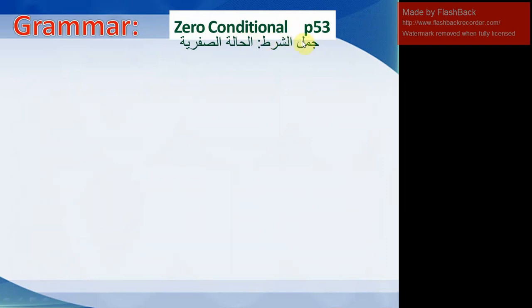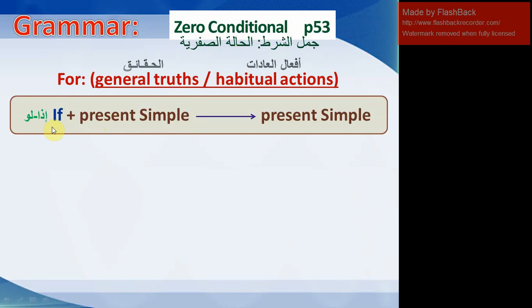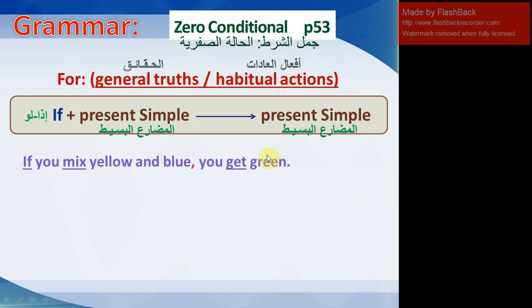The grammar section, we are going to talk about the zero conditional. The zero conditional. We use the zero conditional when we talk about general truths or facts or habitual actions. When we talk about habits or truths, we use the zero conditional. So when we use the zero conditional, we use if plus present simple, and the main clause is also in the present simple. So if clause is in the present simple and the main clause is also in the present simple. Let's see the examples.